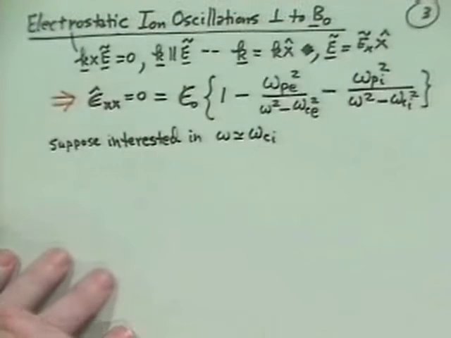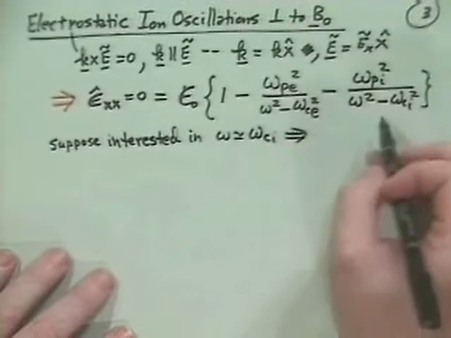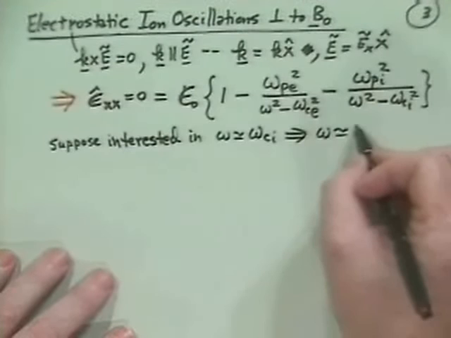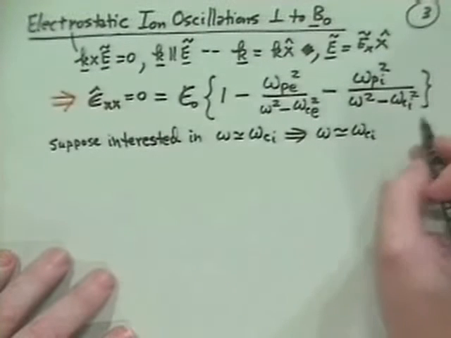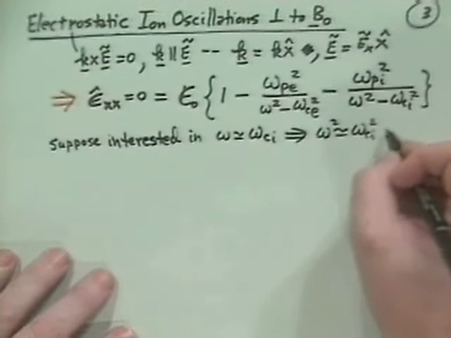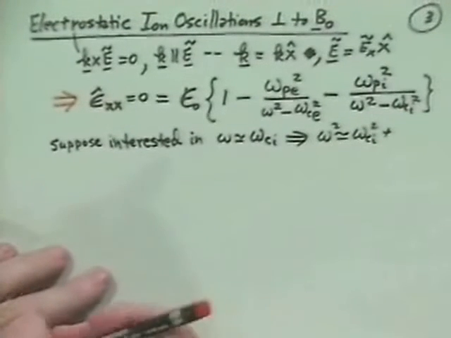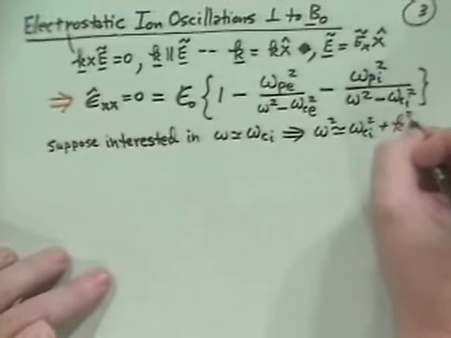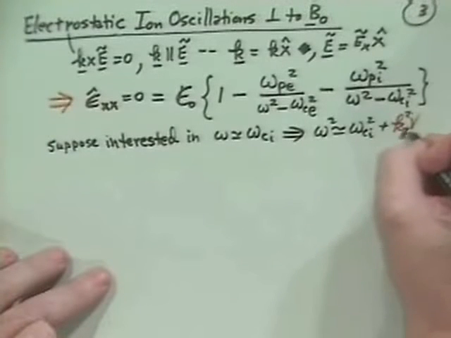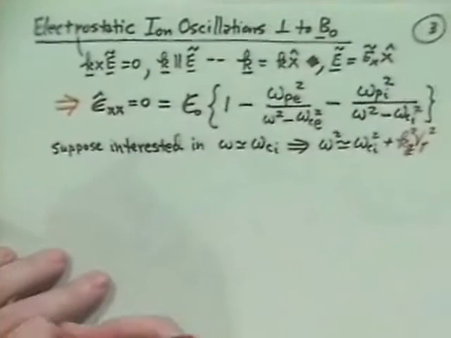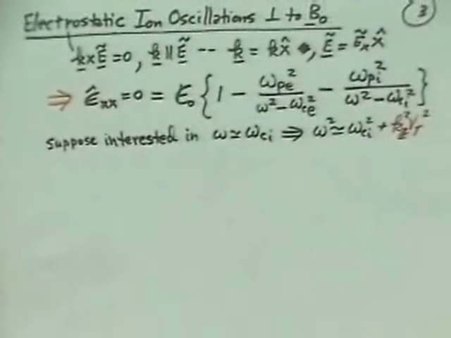And if you do that, you find that, roughly speaking, omega is approximately omega_ci. And then, truthfully, if you do it right and in detail, you also get some thermal corrections, k squared, actually k_z squared, v thermal squared. But we won't worry about that. But the main thing we'd like to do is to actually go into an intermediate regime.